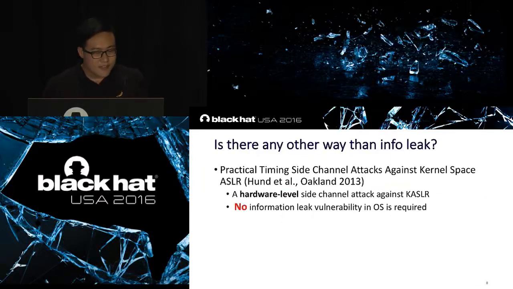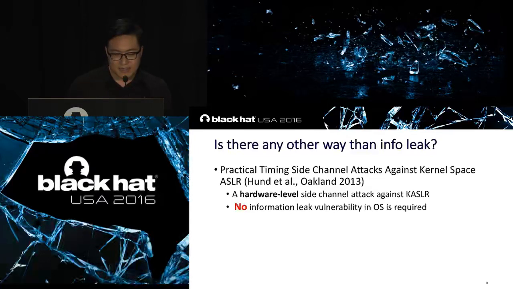However, in 2013, Hund et al. presented a very interesting work called Practical Timing Side Channel Attack Against Kernel ASLR in Auckland. The attack is a side channel attack caused by the TLB cache in the processor. An important thing is that it is a hardware level attack, so no information leak vulnerability in the software is required to break kernel ASLR, which makes kernel ASLR ineffective.